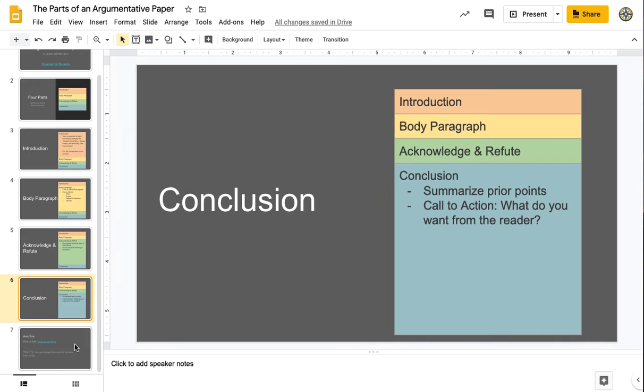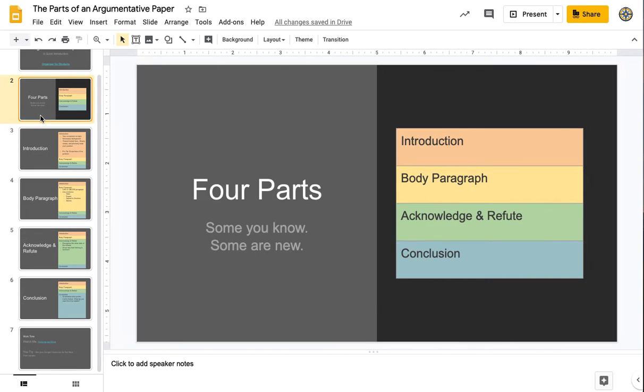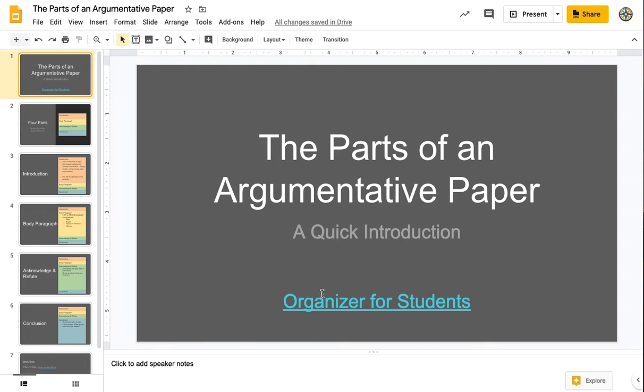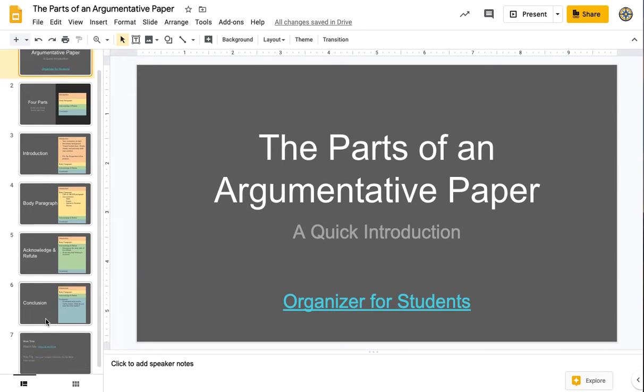All right, so we have spoken about all 4 parts of your argumentative or persuasive writing coming your way. I'm going to go back to the second slide. And if you need help, you have access, hopefully, to this document. It's Organizer or Scaffold.